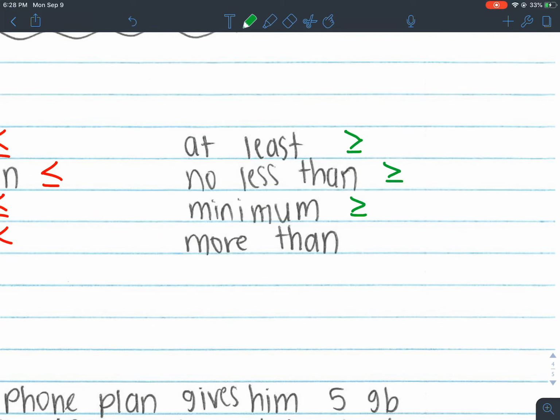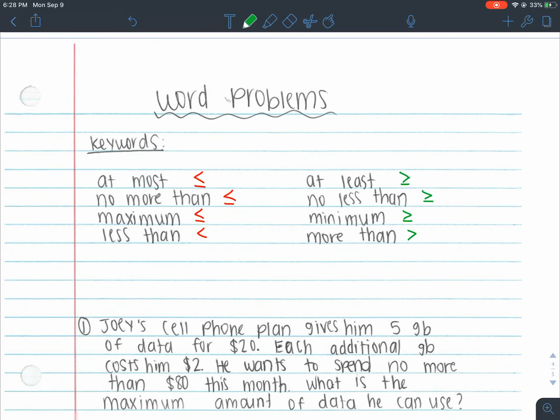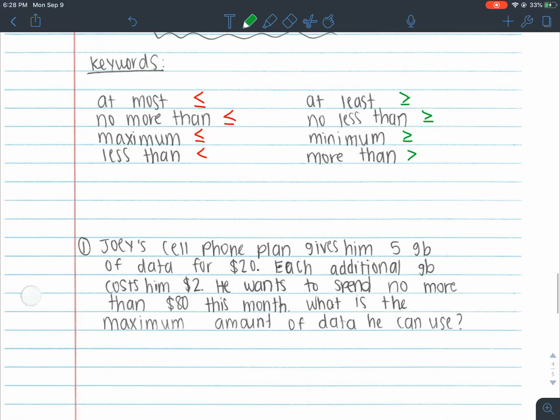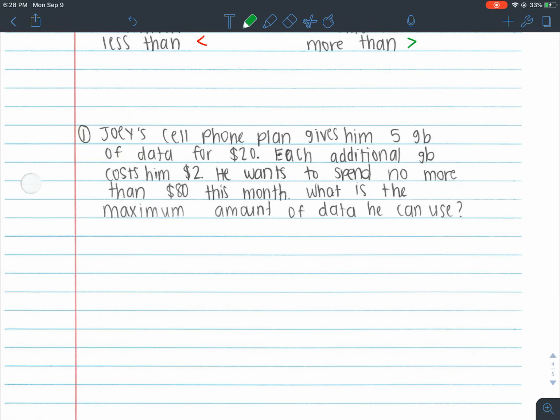And then more than is strictly more than. So just greater than, no line underneath. So I kind of separated these to our less than signs over here and our greater than signs over there. Some of them have equal to bars, but it just depends on the wording. All right. So number 1 is an important problem. We do see this again.